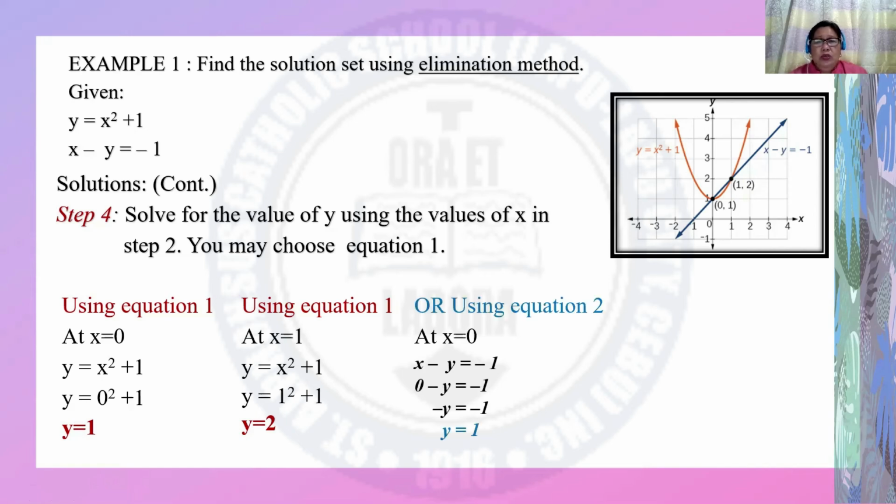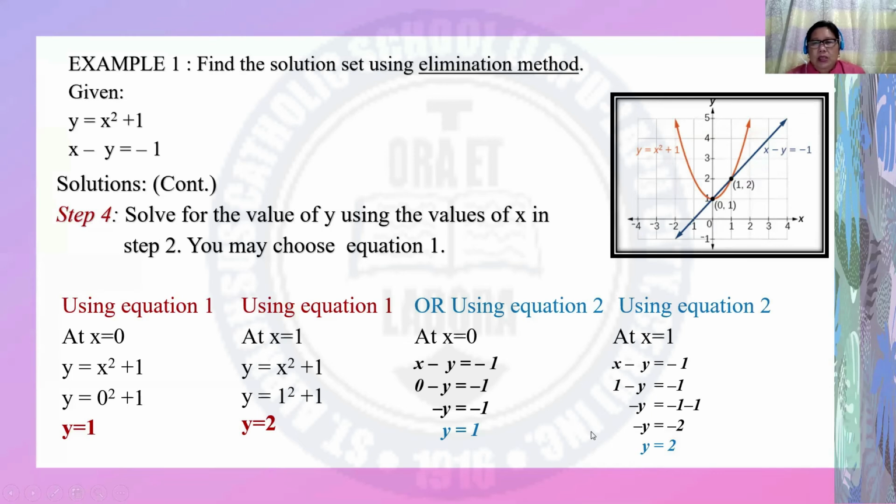Or if you wish to use equation 2, that is x minus y is equal to negative 1, substitute 0 to x, and then simplify. So what we have is y is equal to 1. Just simply divide both sides by a negative 1. Using equation 2 at x is equal to 1, x minus y is equal to negative 1. So substitute 1 to x, so 1 minus y is equal to negative 1. Then transpose 1, we have negative 1. So negative 1 and negative 1 is negative 2. Just divide both sides by a negative 1, so y is equal to 2.